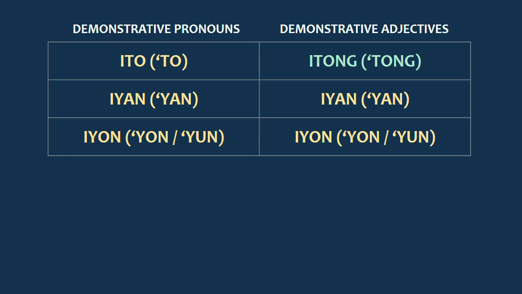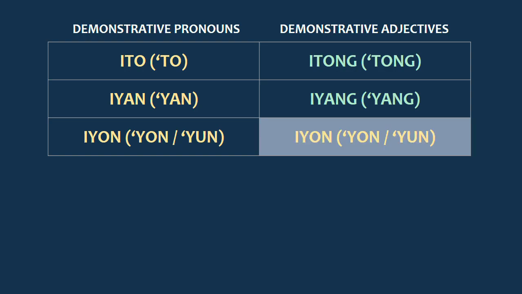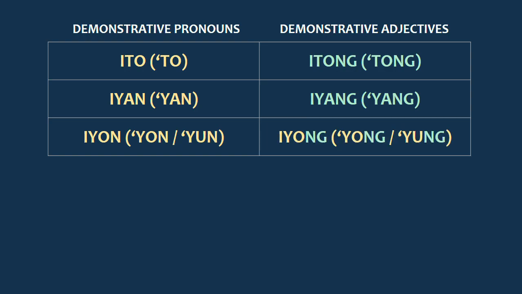For iyon and iyan, you have to change the letter N to letter NG. So for iyan, you'll have iyang or yang. And for iyon, you'll have iyong, yong, or yung.